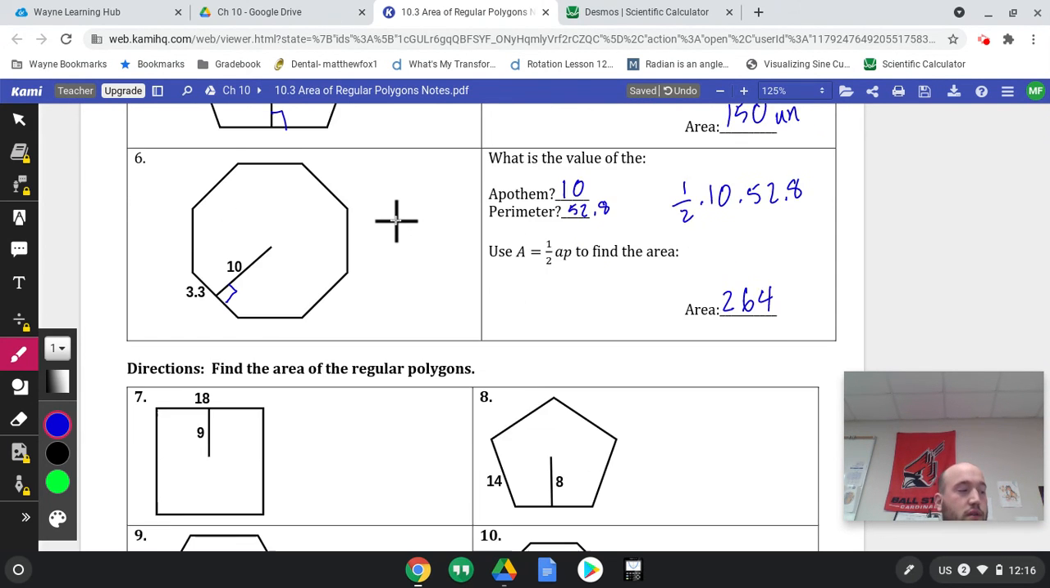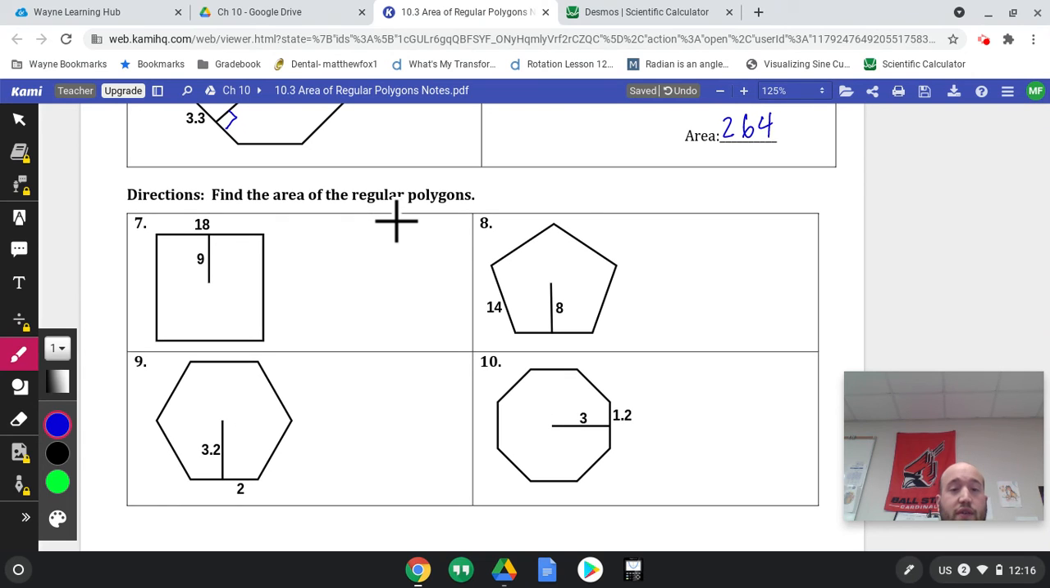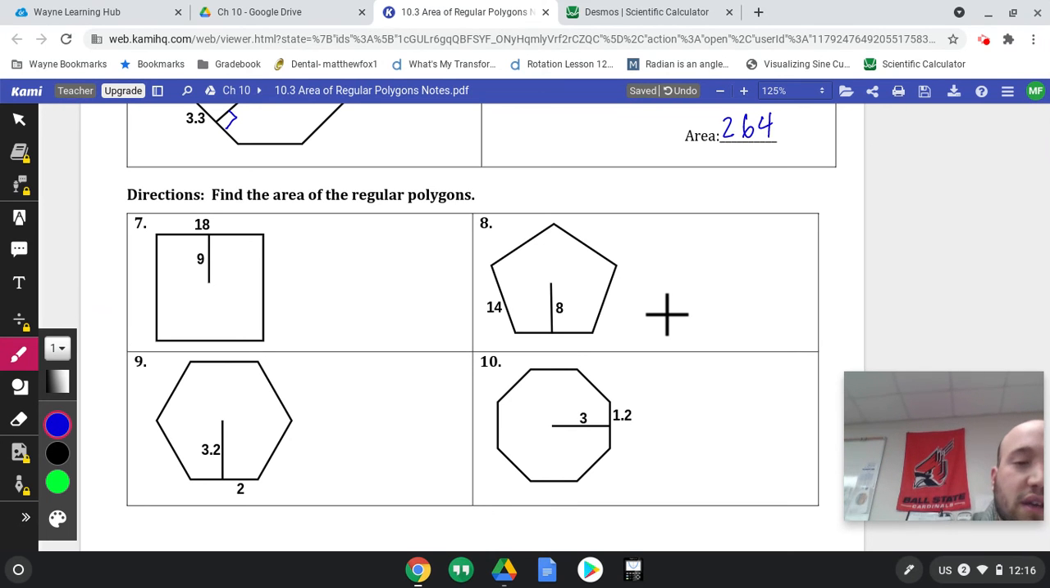All right. 4 shapes left. Let's find the area of the regular polygons. So same process, just doesn't prompt us as much, but we can do the same thing. So this one will be 1/2 times the apothem, 9, times our perimeter. There's 4 sides, each of length 18. 4 times 18 is 72. Okay, so 1/2 times 9 times 72. Once again, feel free to use a calculator. This will give us 324 units squared.